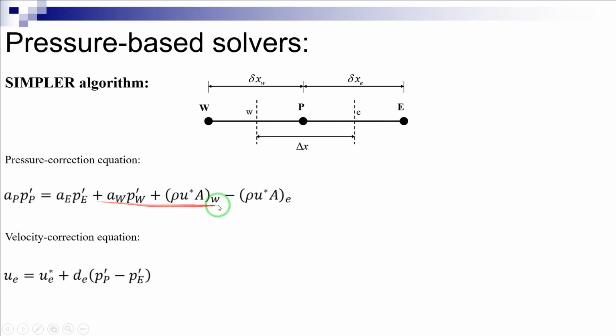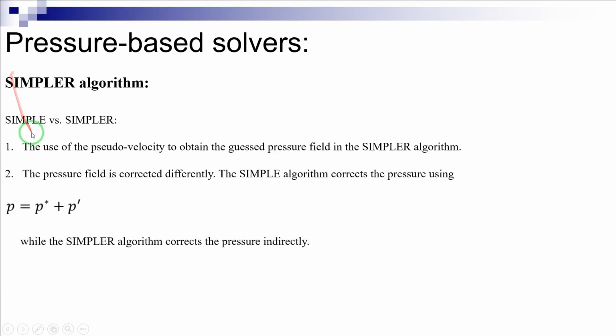Then, using the pressure correction values, the velocity is corrected using the velocity correction equation as shown here. Note that, contrary to the SIMPLE algorithm, the SIMPLER algorithm does not correct the pressure at this stage, and the correction is only applied to the velocity field. So there are two main differences between the SIMPLE and SIMPLER algorithm.